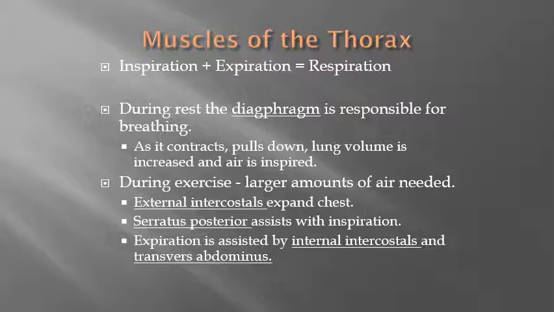However, during exercise, we obviously know we need larger amounts of air because our working muscles need more oxygen. So in order to do that, you will get more action from the muscles around there, and you may even bring in some other accessory muscles that could assist with breathing as well. So the muscles that will work during exercise: you have the external intercostals, they expand the chest. The serratus posterior assists with inspiration, and then expiration is going to be assisted by both the internal intercostals and a deep muscle in the abdomen, the transverse abdominis.